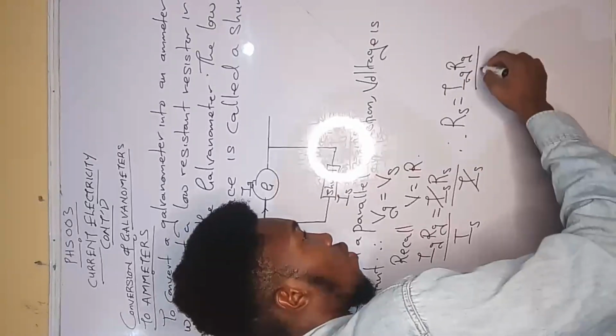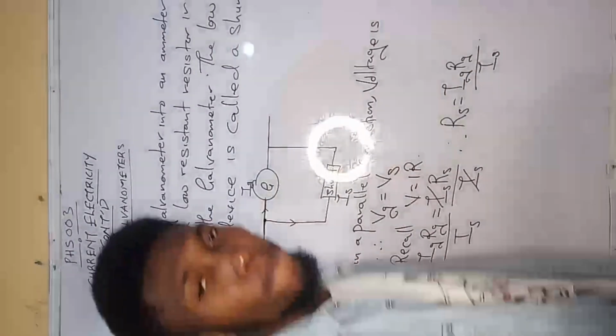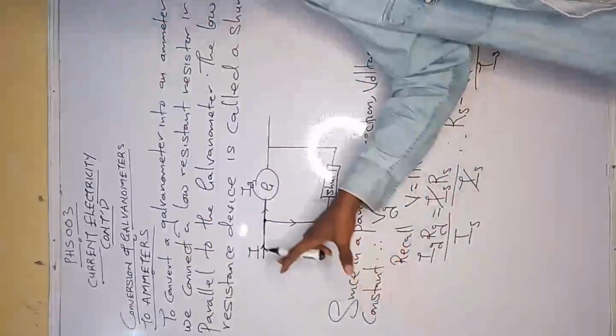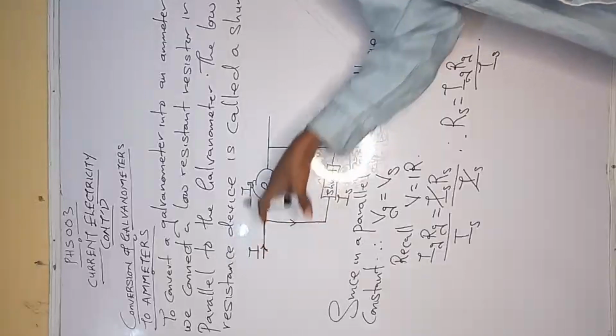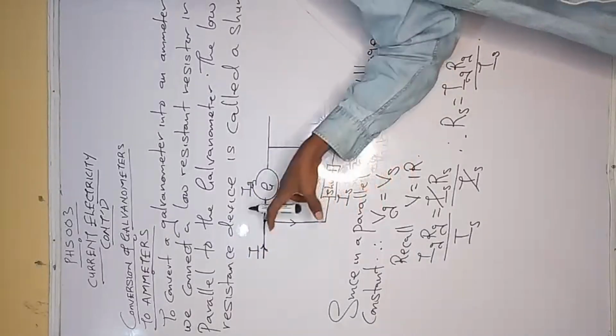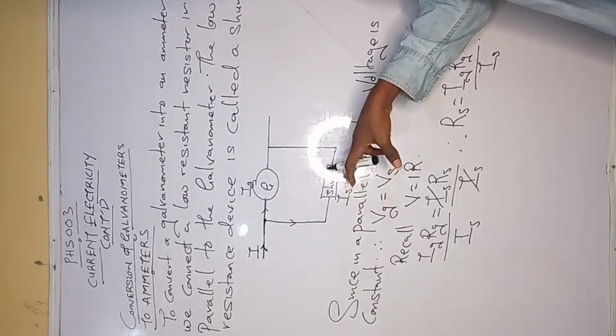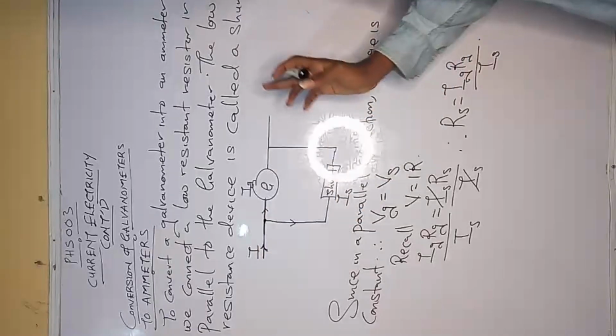IgRg over Is. Now, do you agree with me? We agree that in the beginning we said this current I flows through. This is the total current that was flowing through, and when it got to this junction, it got deflected. Some current flows here through the galvanometer, and some current flows to this shunt. So we can say that the total current I is equal to Ig plus Is.